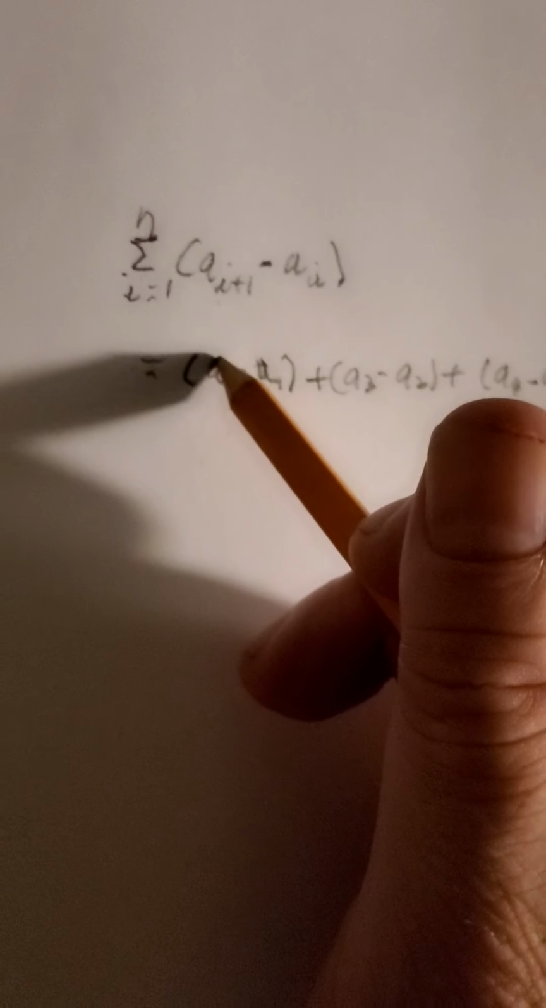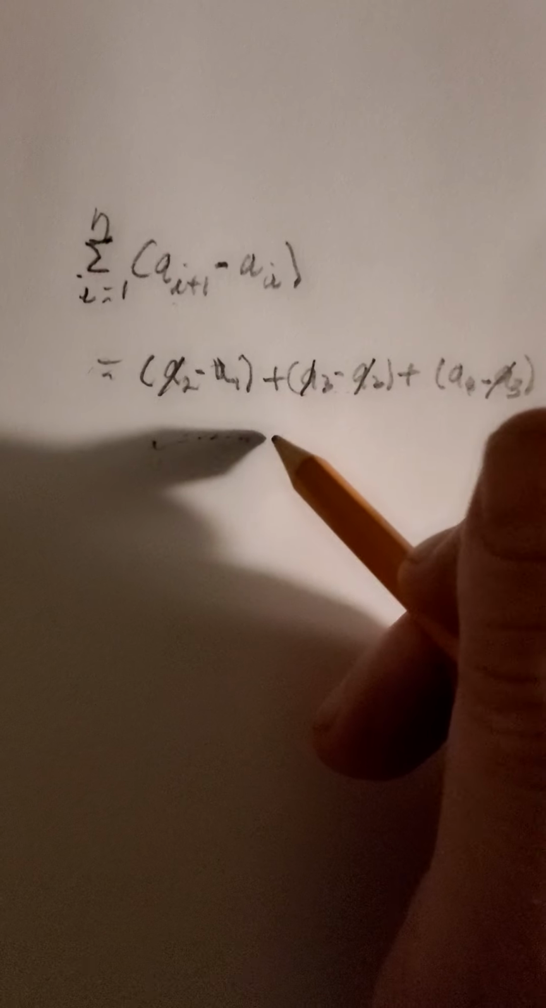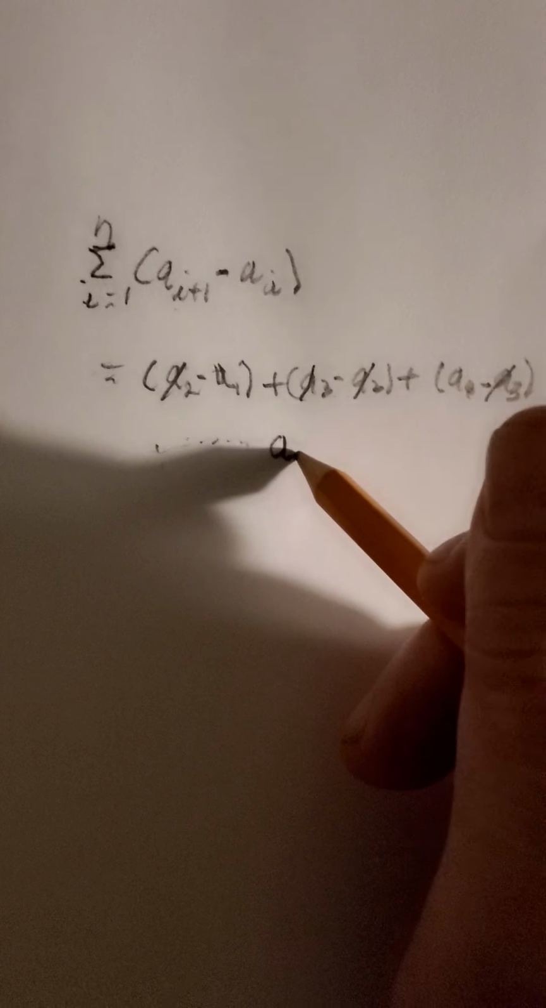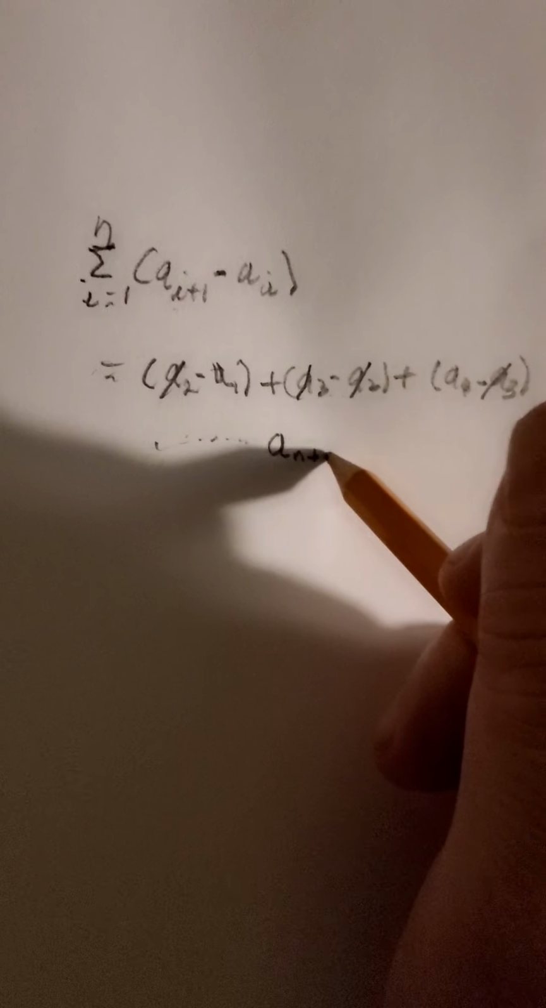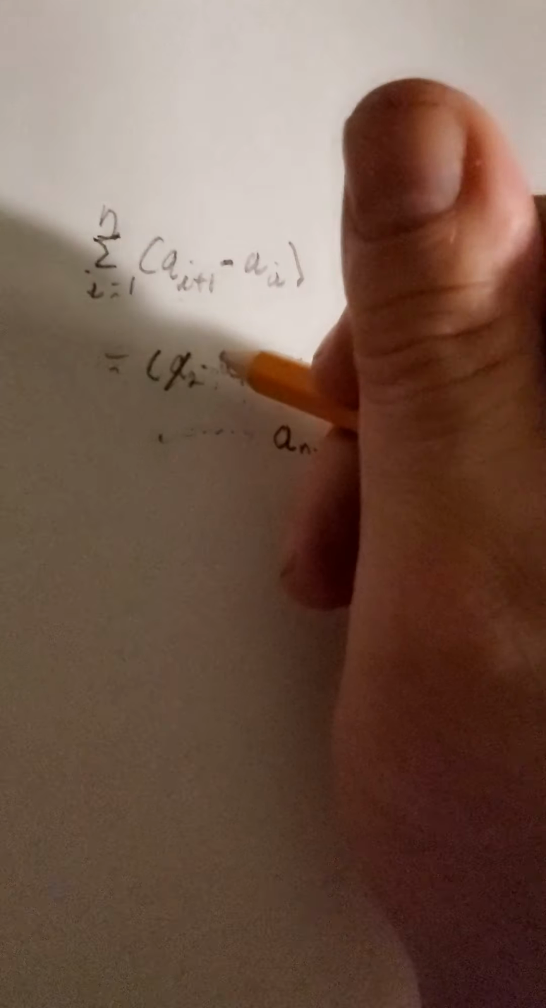And what you're seeing here is positive a sub 2 will cancel with negative a sub 2. Positive a sub 3 will cancel with negative a sub 3. And we just generalize that. So it keeps going one term ahead. That's a sub n plus 1 minus that first term, a sub 1. See what I'm talking about? Okay, so this is your generalized formula for that.